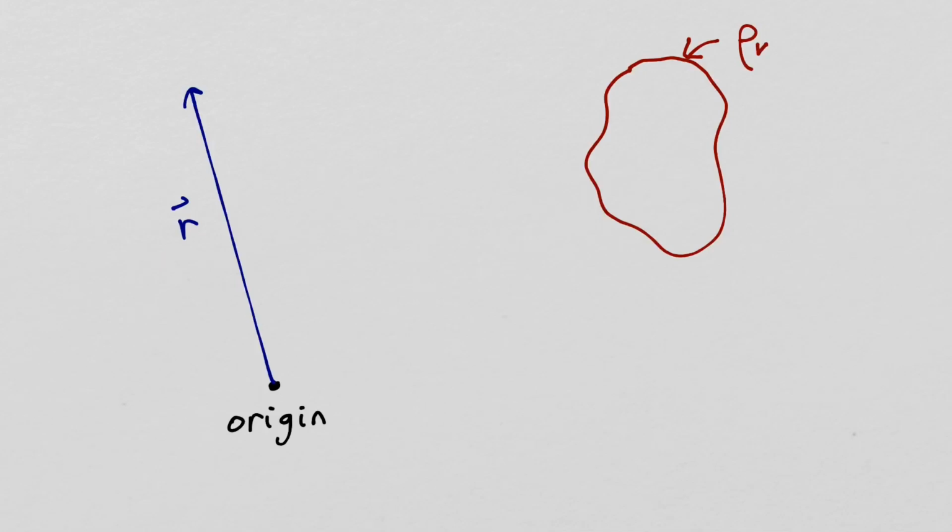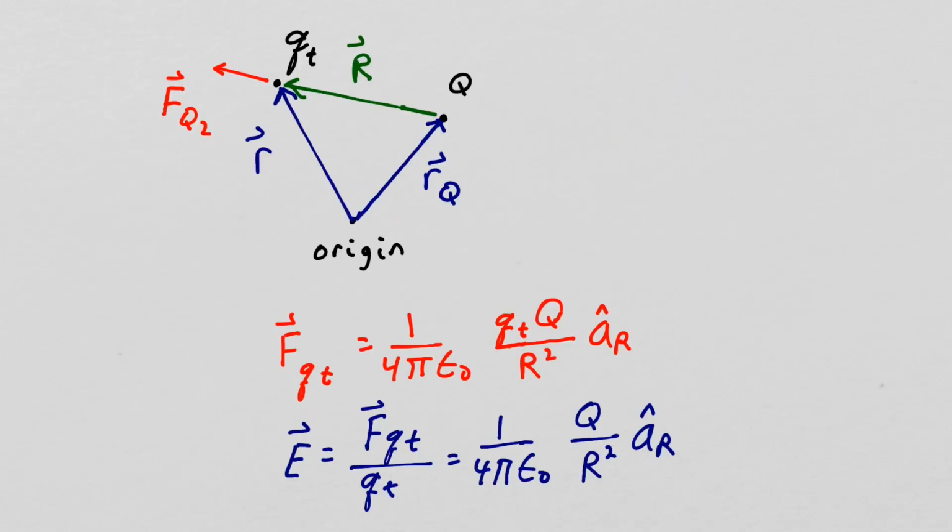Let's first recall how to find the electric field intensity at some point due to a point charge. We have a point charge q at position vector r sub q. We want to find the electric field intensity at a point whose position vector is r. First recall the force on q sub t found from Coulomb's law. Now if we divide both sides of this equation by q sub t, we obtain our electric field intensity at position vector r.